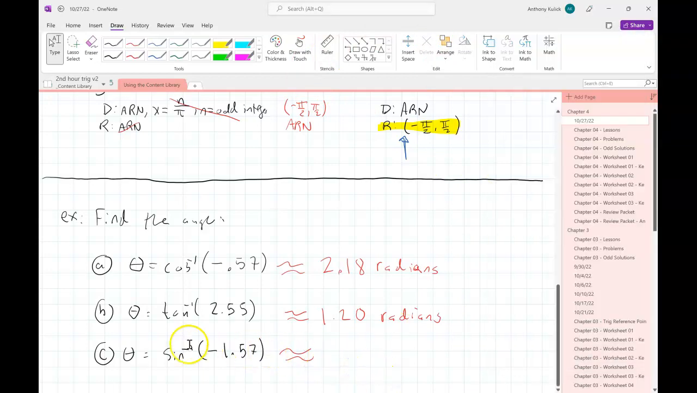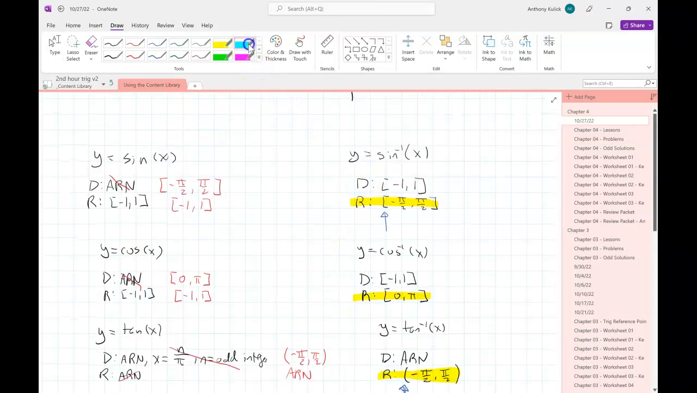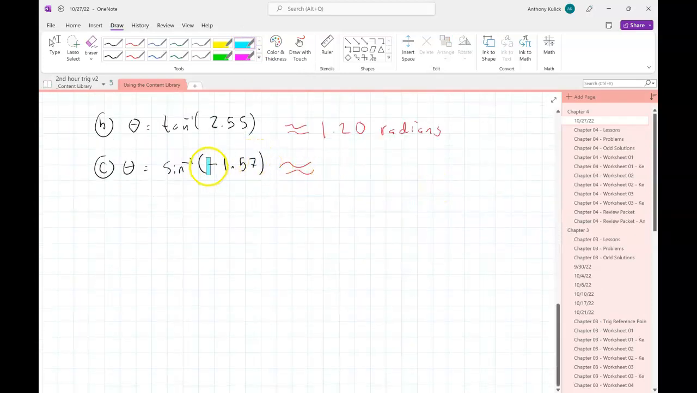So let's go back and look at our sine inverse information. What's the domain for sine inverse? Negative 1 to positive 1. What are we putting in? Negative 1.57. So this should have no solution. That should be the case.